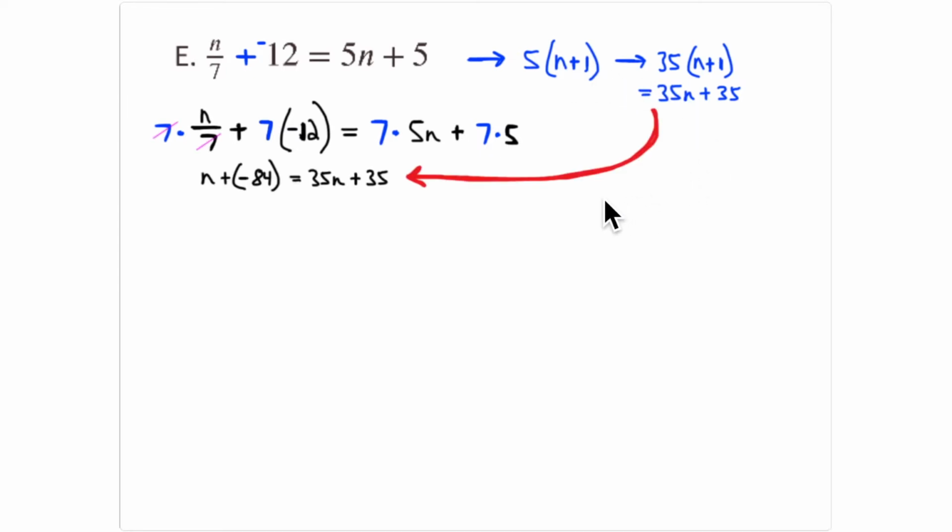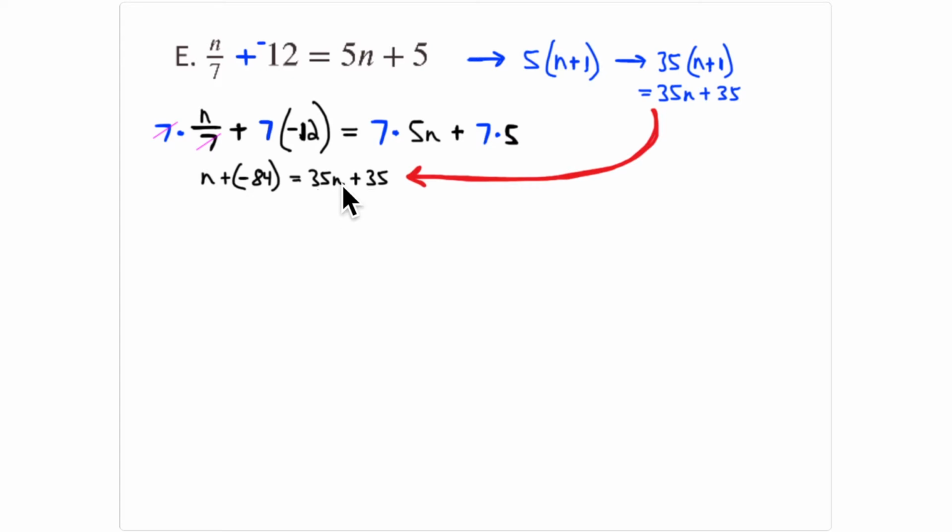A second route is just to continue down this way, and you're going to end up with 7 times each term. This 7 times 5 is 35n, plus this 7 times 5 is 35. So you end up with the same thing: 35n plus 35, 35n plus 35. Whichever route you take, you end up in the same place, so it's really up to you what you think is easier to do.